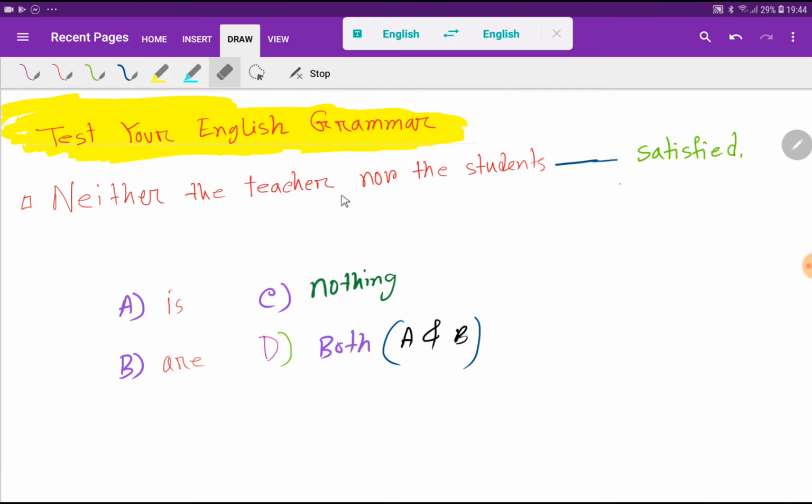Neither the teacher nor the students test satisfied. What will come here? Is it option A or is it option B or both? Okay, before giving you the answer of this question, let me give you some basic point.